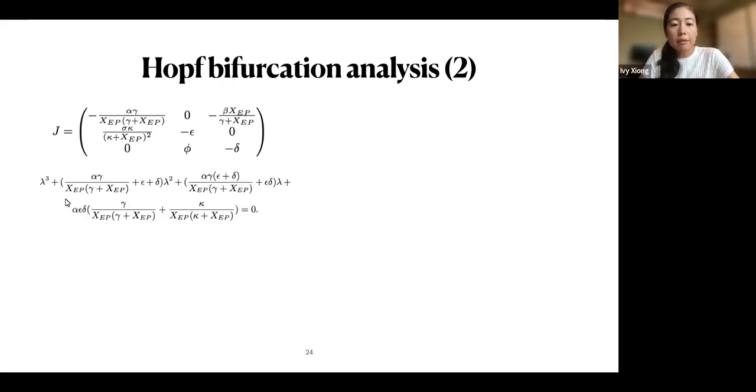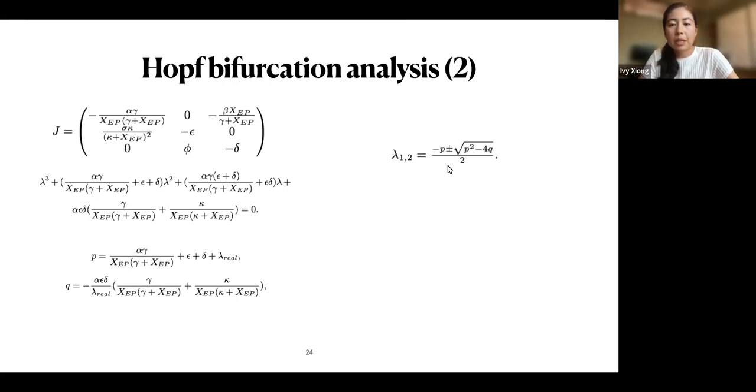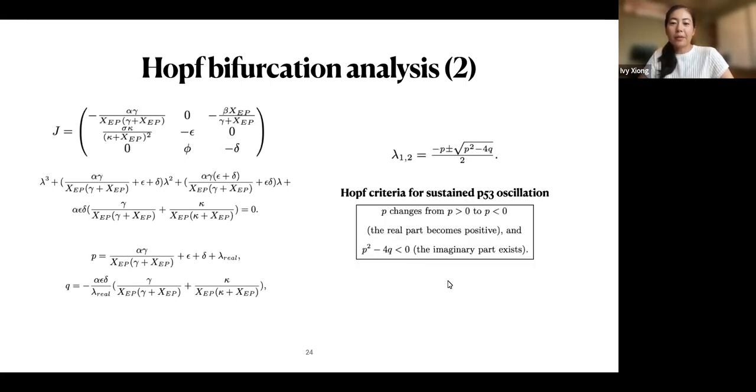So the eigenvalue can be solved through this cubic equation. If we annotate P and Q to represent this large complex expression, we can actually simplify the 2 potential complex eigenvalues to this form. And then it's quite obvious to find out the Hopf criteria for sustained PV3 oscillation.